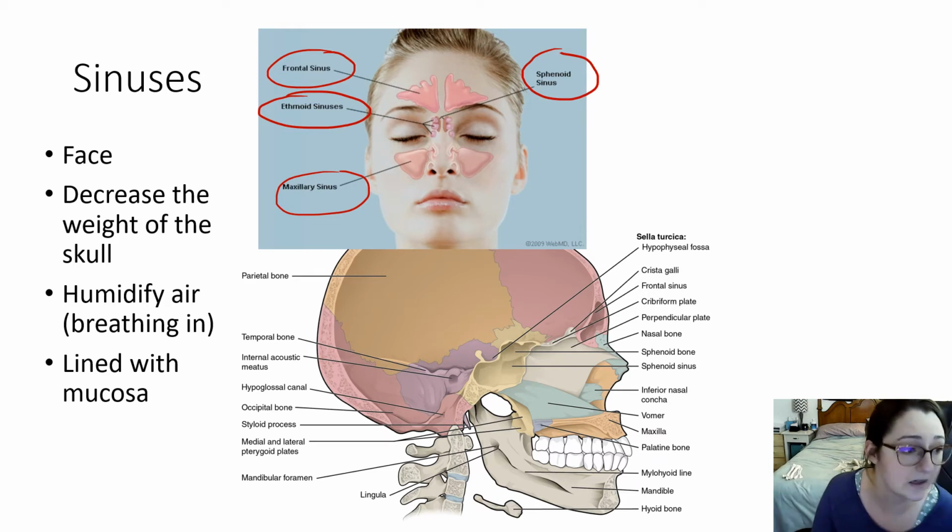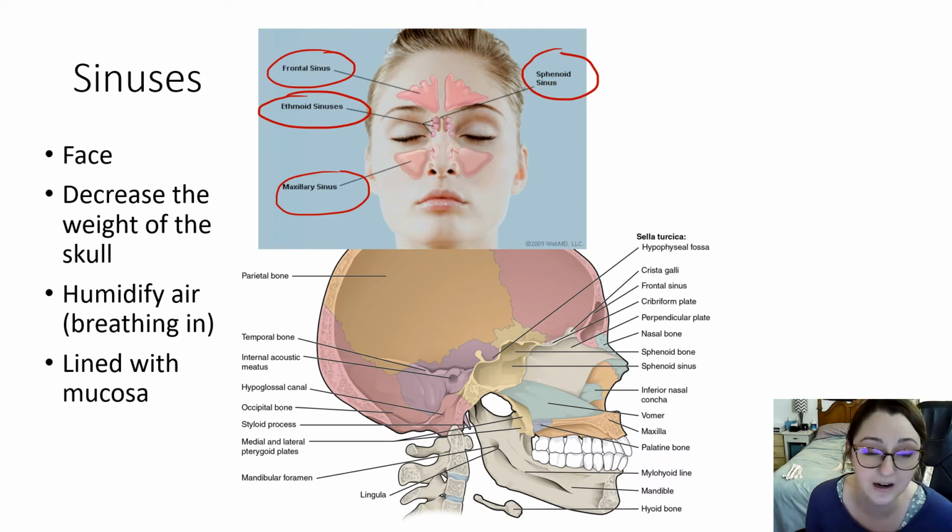Their reasons are to decrease the weight of the skull. If it was just bone through and through, your skull would be quite heavy. We also humidify air when we breathe in. If you don't humidify the air, it's actually quite abrasive.